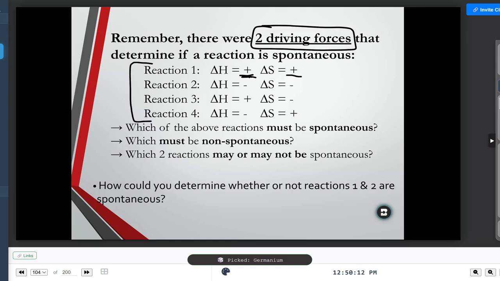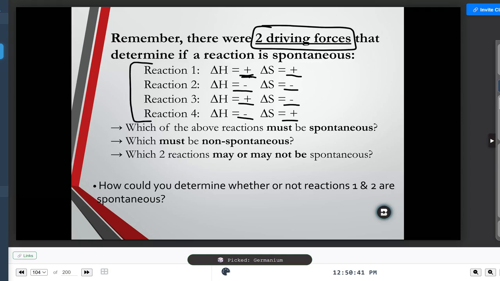I want you to think about situations that might be like that. In the next one, I have something that's exothermic, but it's becoming more localized. So it's giving off energy, but it's becoming more structured, more ordered when that happens. In reaction 3, I have something that is endothermic, but it's becoming more localized. And in reaction 4, I've got something that's exothermic, but it's becoming more dispersed.